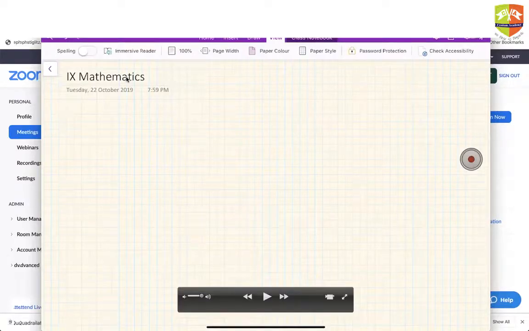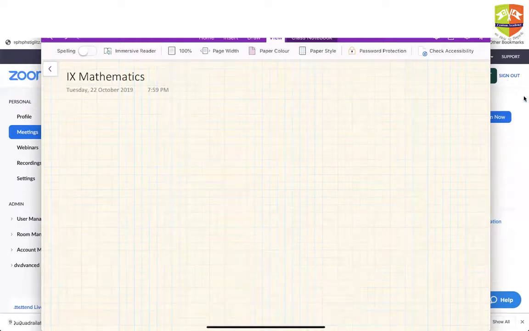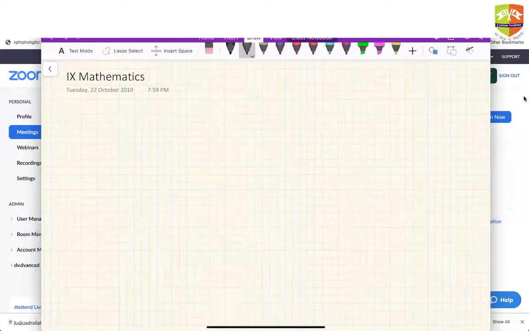Let's begin. So what's a quadrilateral, guys? We'll just do a quick definition part and then we'll move on to problem solving as quickly as possible. So let me start with a quick definition and a few properties around quadrilaterals.